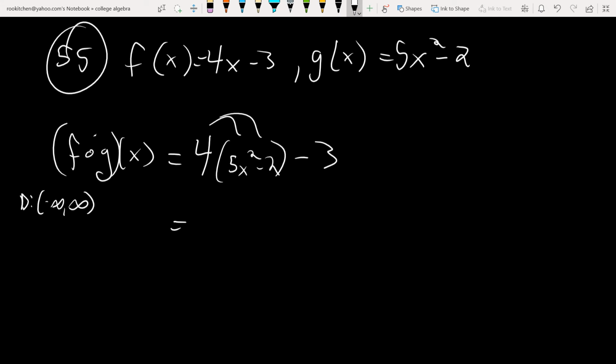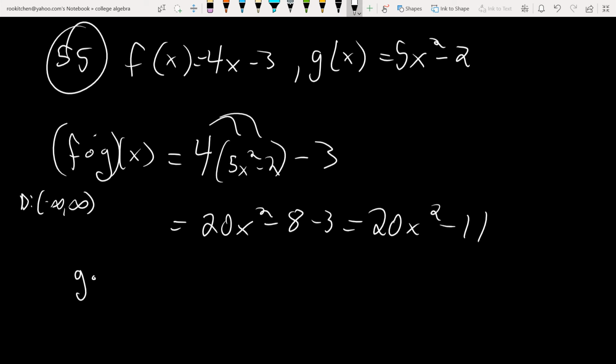So what do we have? 20x squared minus 8 minus 3. And then combine like terms. 20x squared minus 8, 9, 10, 11. Set the other way around. And again, I believe the domain will be all real numbers. Okay.